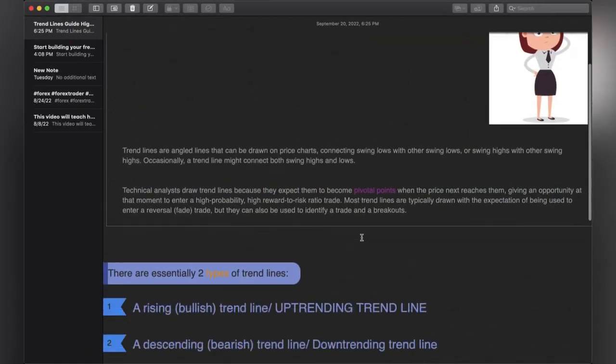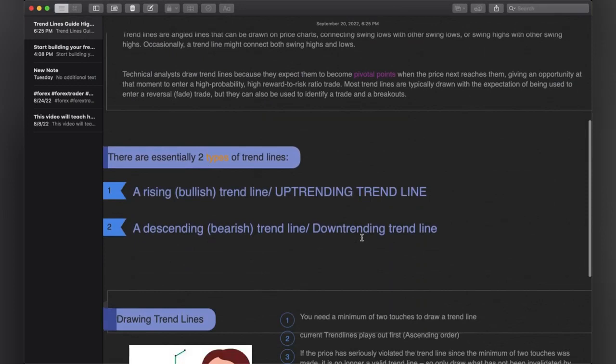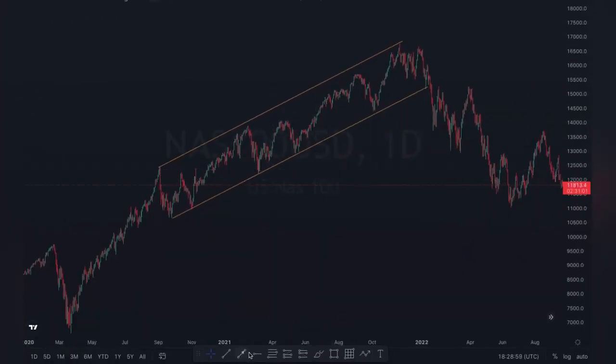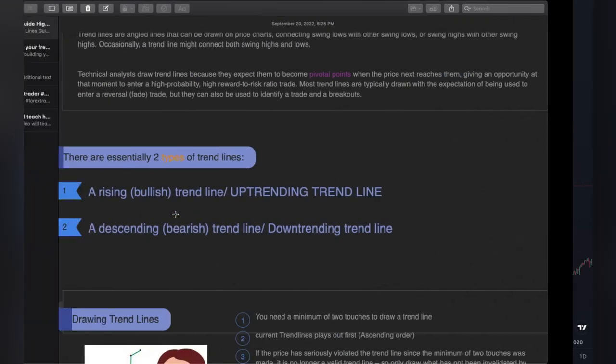Then they said they are pivotal points. You know what pivot means in English, or mathematics, or physics. When you say pivot, it's just like a turning point. Whenever the price comes to the trend line, it reverses. You understand? That's what they mean by pivotal point. The word pivot is kind of used for things that have a sharp edge, or a turning point.